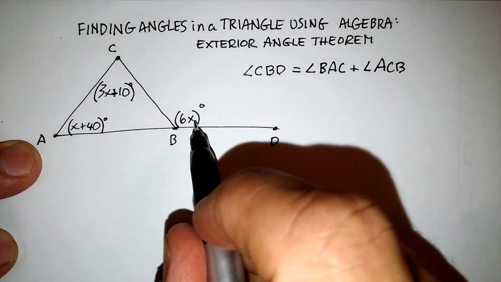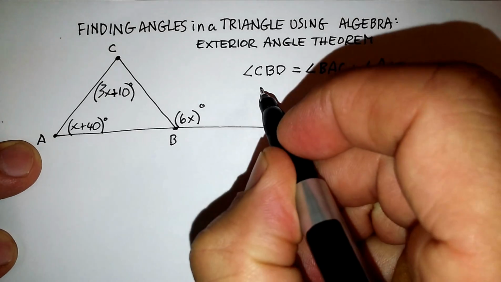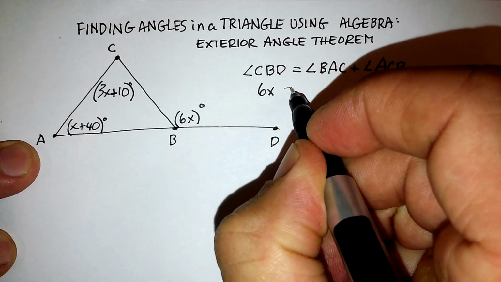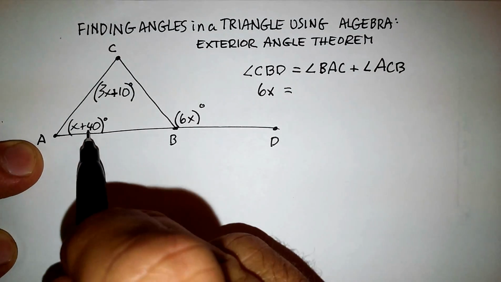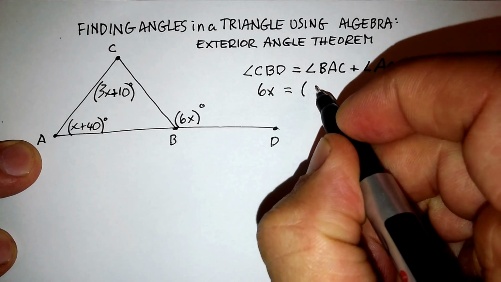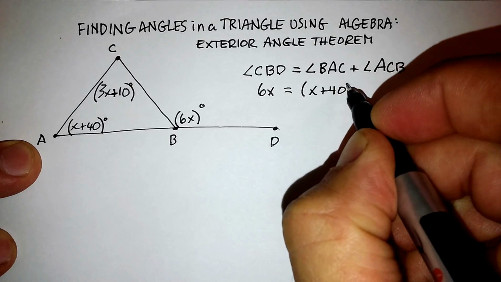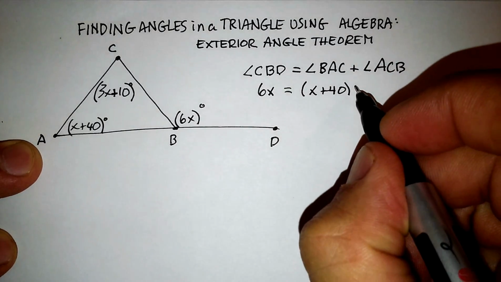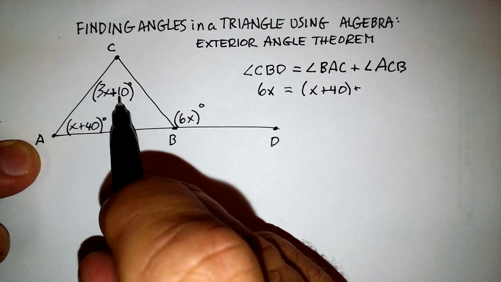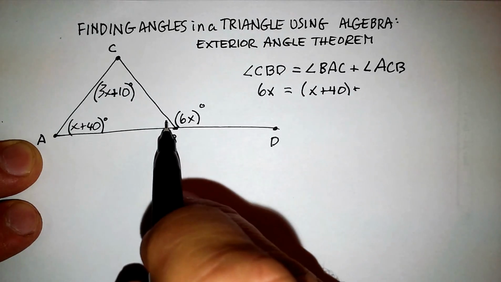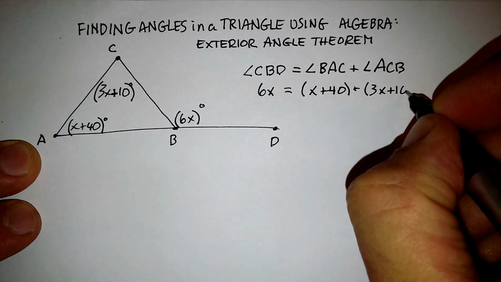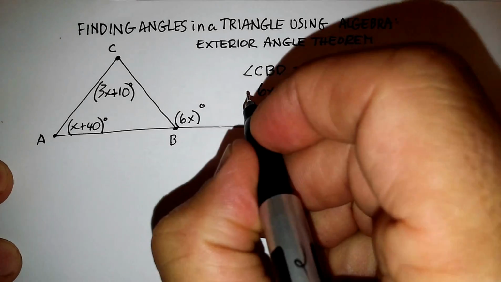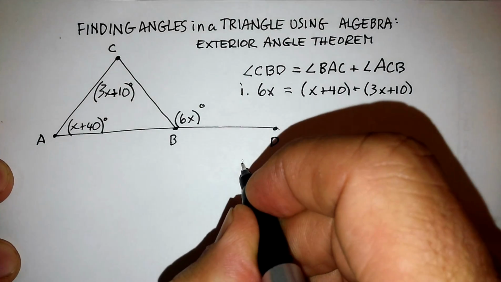So according to this, 6x should be equal to BAC, which is x plus 40, put that in parentheses, plus angle 3x plus 10, which is this angle right here, in parentheses, 3x plus 10. Okay, so we'll call that my first step.